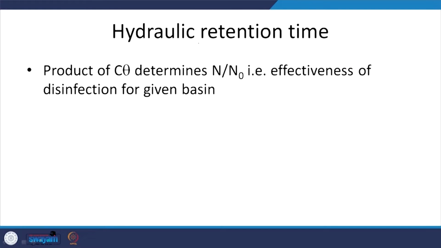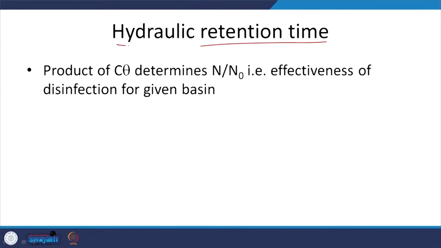Retention time: obviously, how long the disinfecting agent is in contact with your particular pathogen or the water will certainly play a role. That is why we also look at hydraulic retention time, theta. So the product C theta determines the effectiveness of the disinfection, right. That's called the dose approach, C theta.